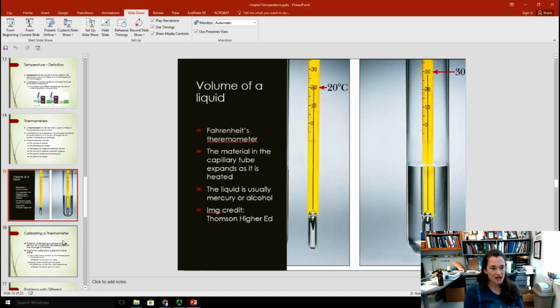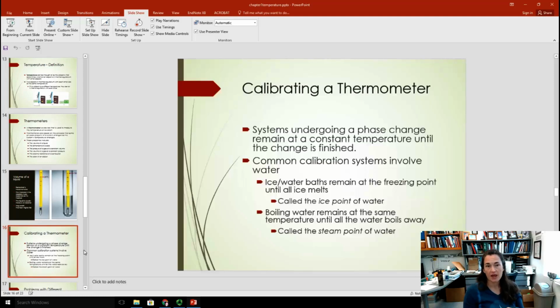Now, all thermometers have limitations, and you have to calibrate different thermometers, because the physical property that changes for any given thermometer might not change in the same way or at the same rate as a thermometer with a different physical property. So what you do to calibrate your thermometer is you have different baths that you submerge the thermometer in that have a known temperature. Now, the reason that works is because systems that are undergoing a phase change will remain at a constant temperature until that change is finished. So that's how these baths work.